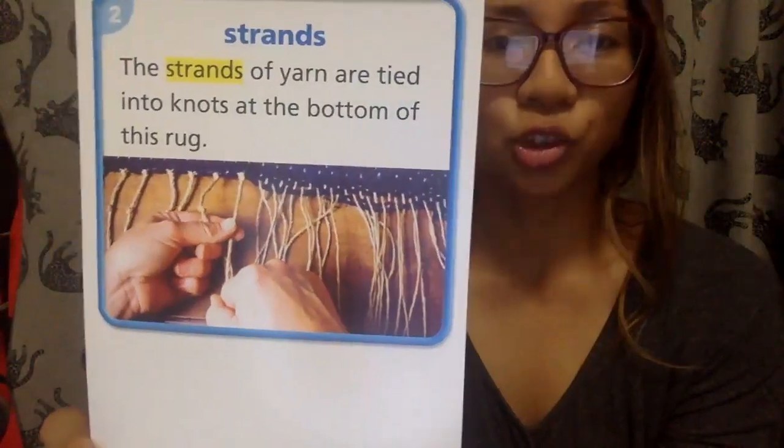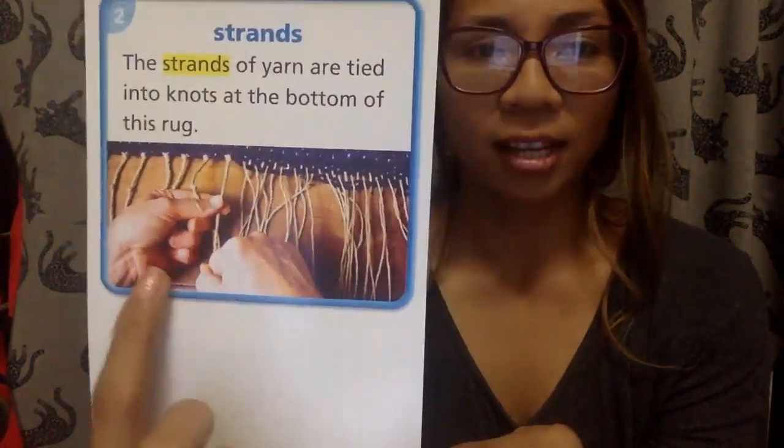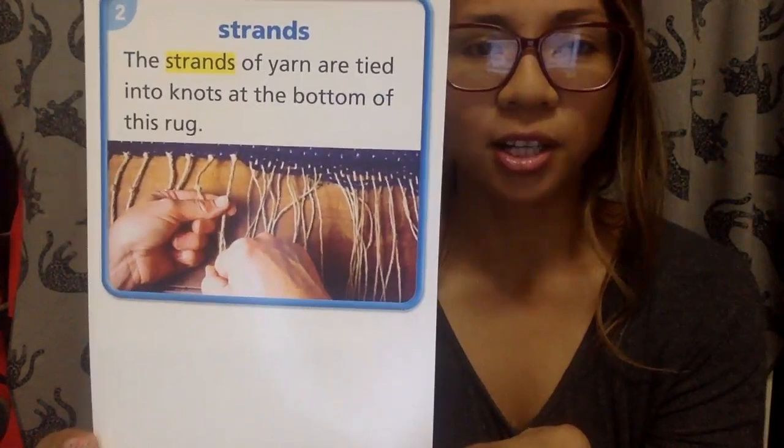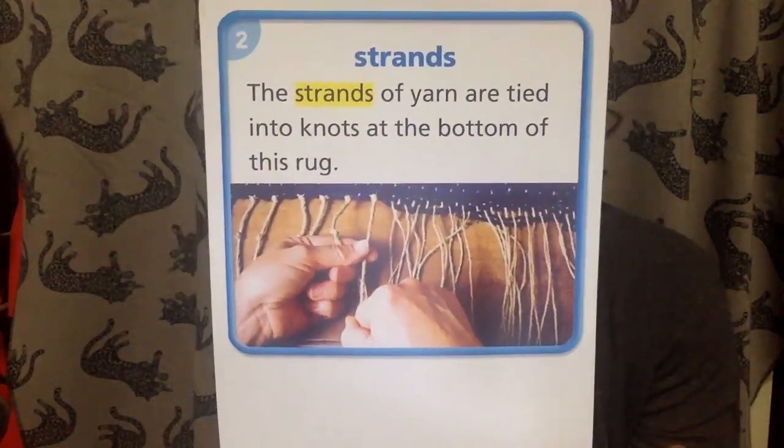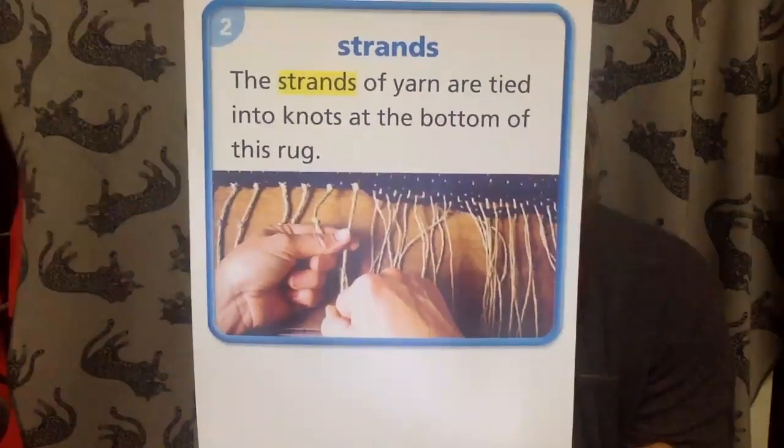Next word is strands. The strands of yarn are tied into knots at the bottom of this rug. Strands means single pieces of thread.